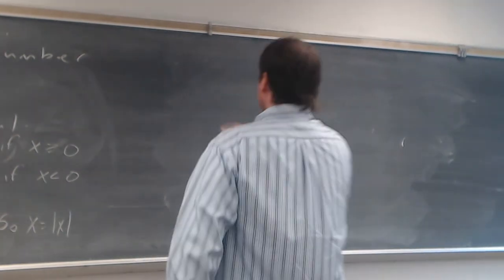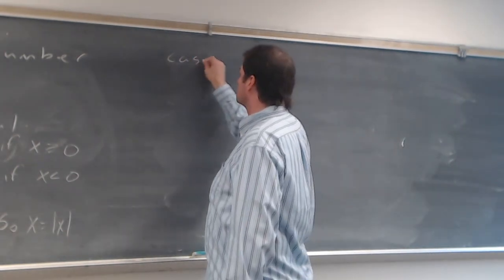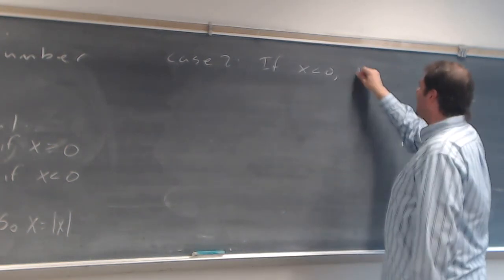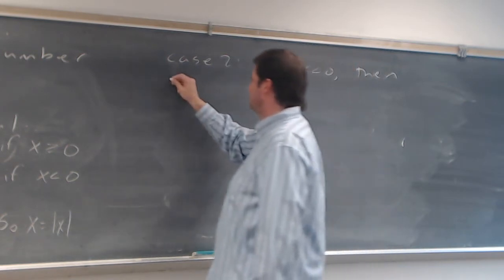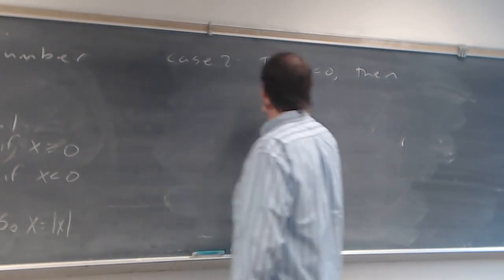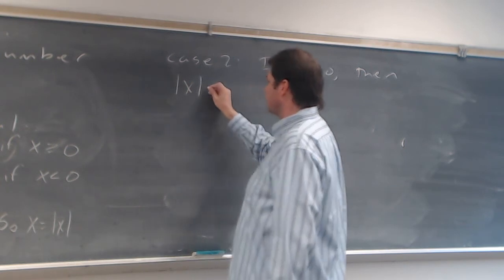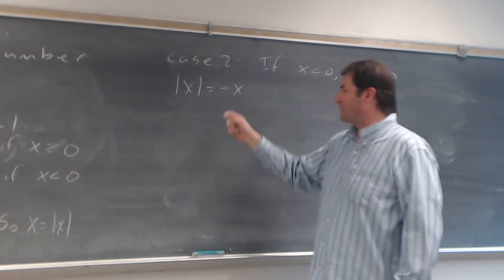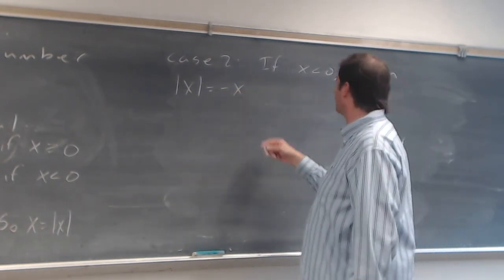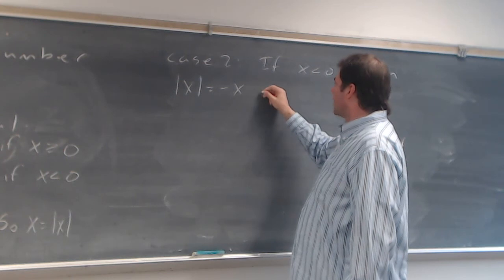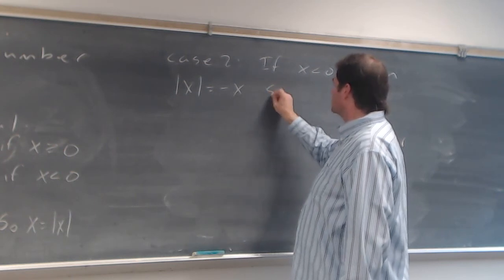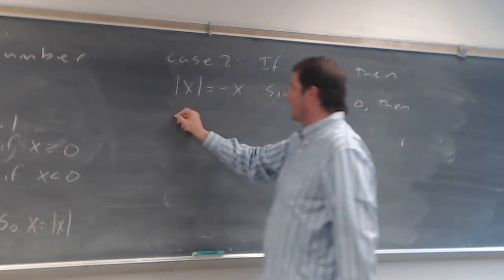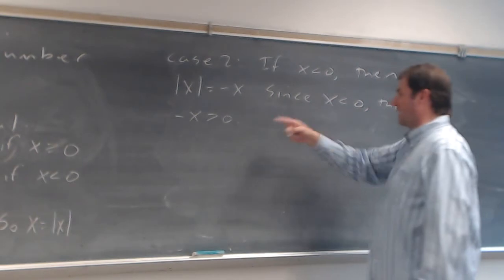Okay, so let's look at the second case. That's if x is less than 0. Then, we're trying to compare x to the absolute value of x. So let's look at the absolute value of x. Since x is less than 0, it's going to be equal to minus x. Absolute value of a negative number is minus itself. Now, here's what I want you to notice. Since x is less than 0, then minus x will be greater than 0. So I can compare x to minus x.